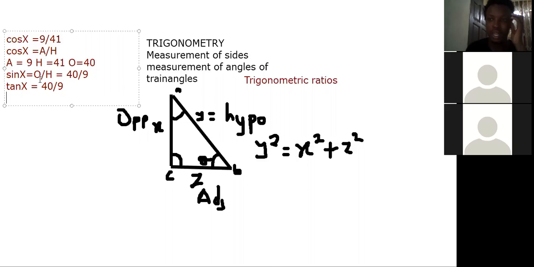What will be cosec? Sir, there's sin x. It's supposed to be 40 over 41. Okay, sorry, 40 over 41. So what will be the cosec? 41 over 9? So 41 all over 9?